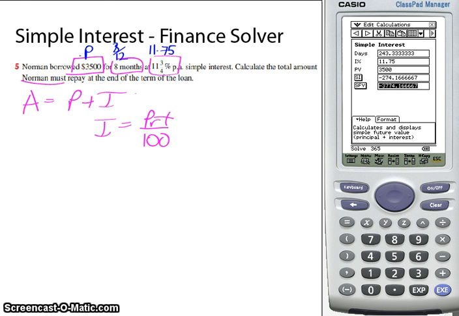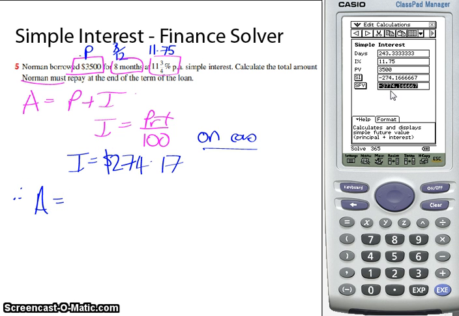So on your paper, if you're going to complete this question using your CAS, we just go here on CAS, identify your components, write them down by hand, tell me you're going to use your CAS calculator, and then we can write here that the interest is $274.17. Therefore, the amount A is, and that's already written here for us, $3,774.17. So that's using finance solver for simple interest.